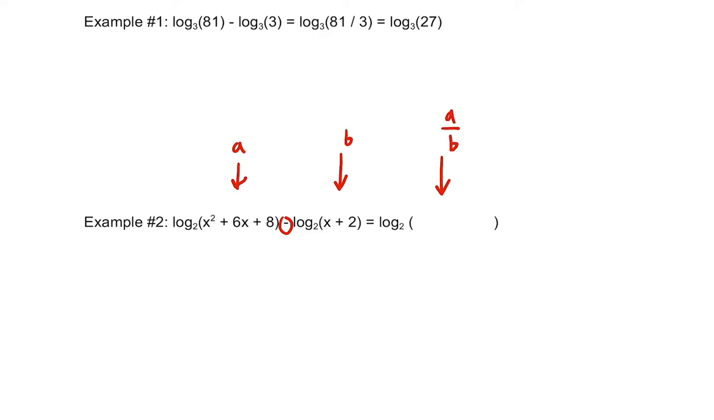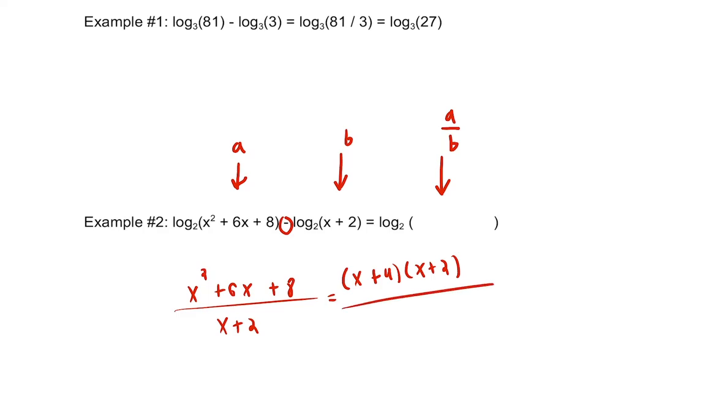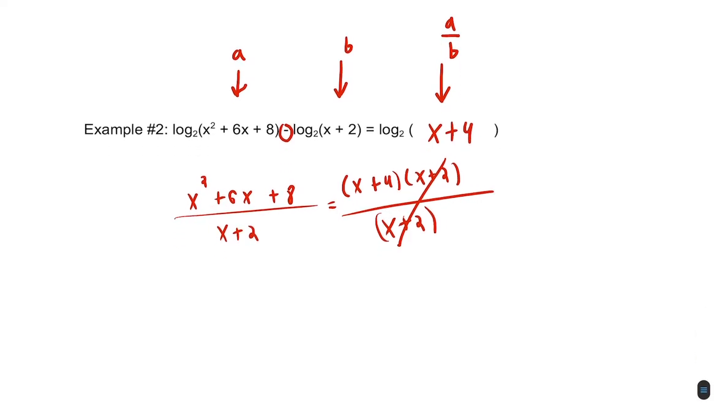And so what we need to do is divide x squared plus 6x plus 8, this is a tricky one, by x plus 2. And it turns out that if we factor, this is going to be x plus 4 times x plus 2 in the numerator divided by x plus 2. So the x plus 2's will cancel. What we'll be left with here is x plus 4.